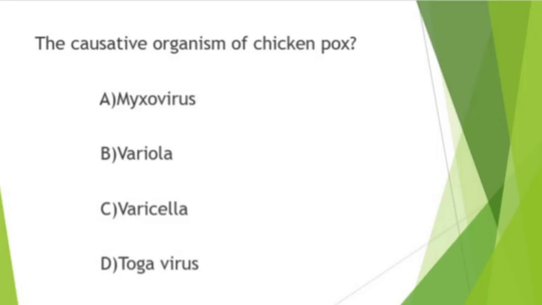The causative organism of chickenpox. Option A, myxovirus. Option B, variola. Option C, varicella. Option D, toga virus. Chickenpox is option C, varicella zoster virus. Then what is variola? It is smallpox.